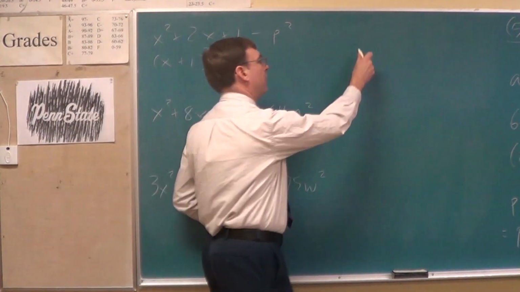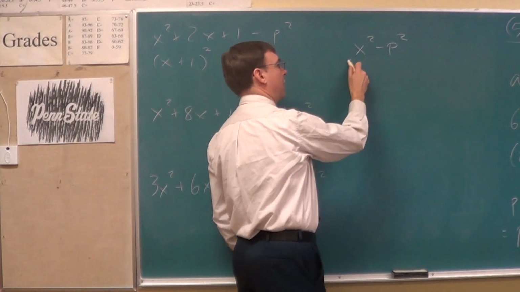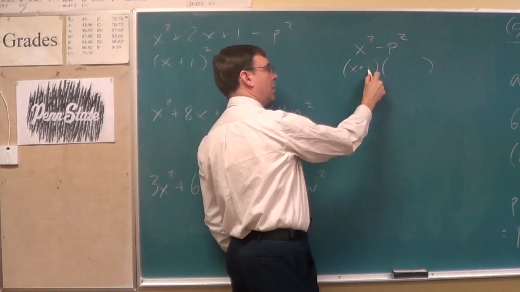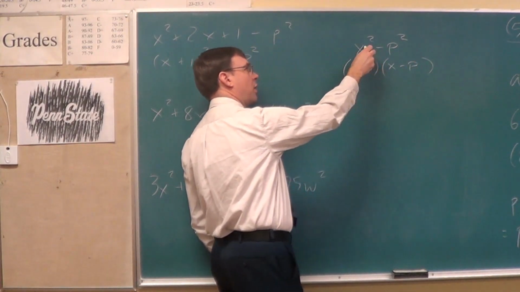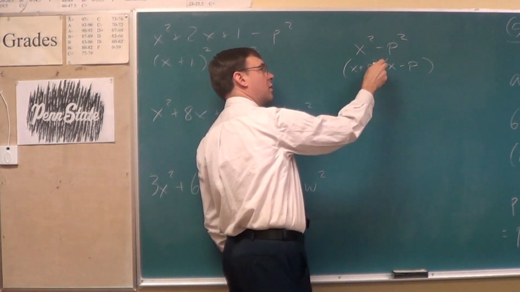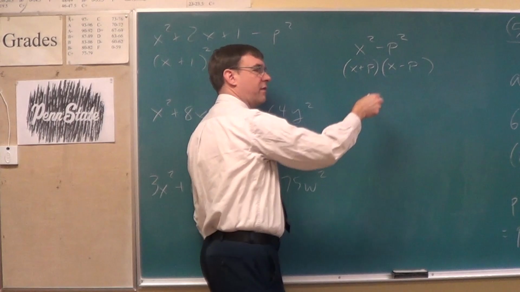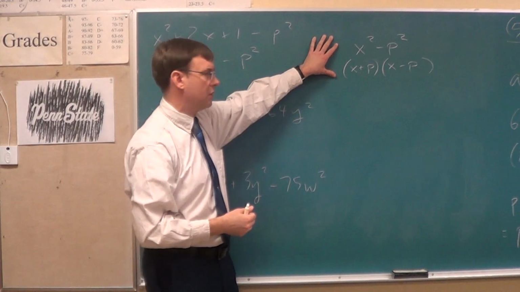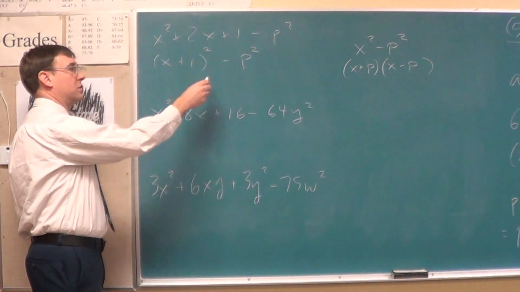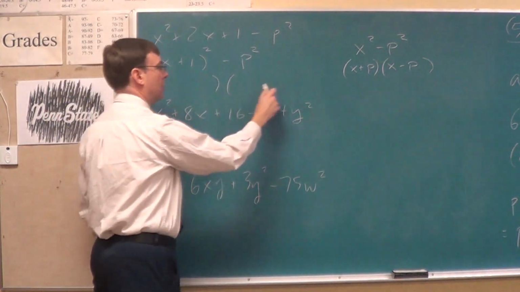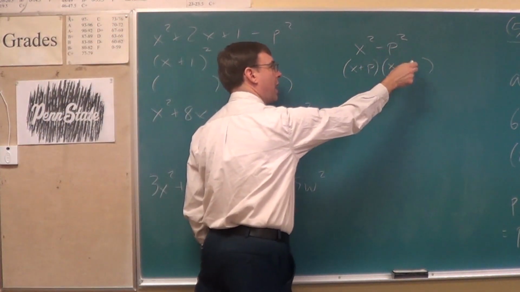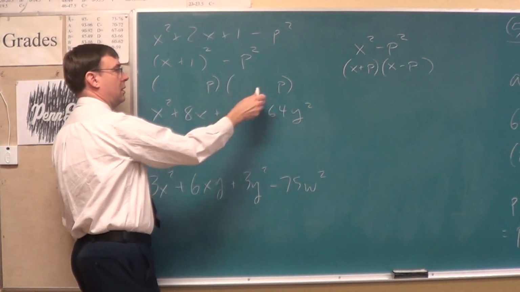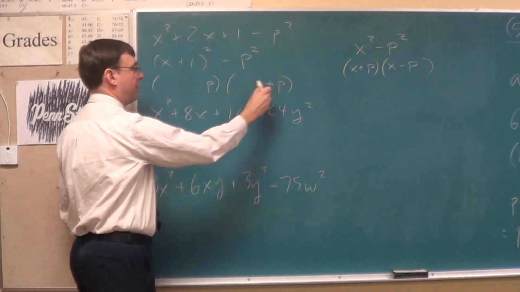Memory lane. If I had x squared minus p squared, how would that factor? X plus p, x minus p. This x squared creates twin x's, the p squared creates twin p's, but the signs are different because it's just how it goes. This is a famous problem called a difference of squares. This is also a difference of squares, just a little bit bigger. This has p squared with p's, and the signs on the p's should be different.